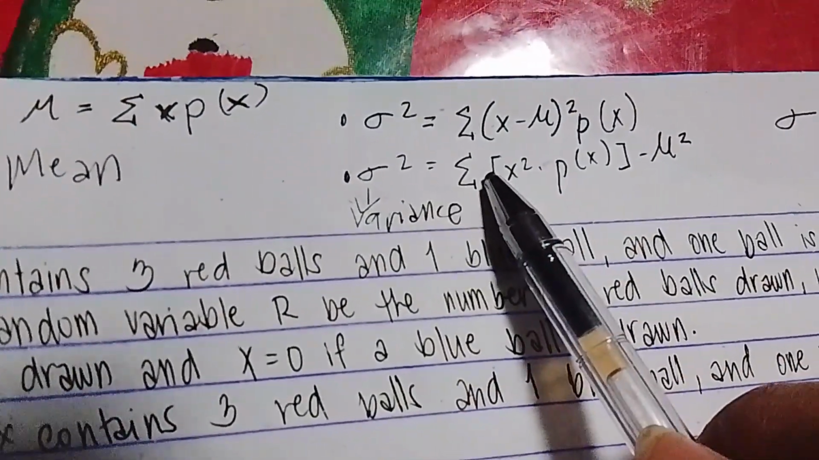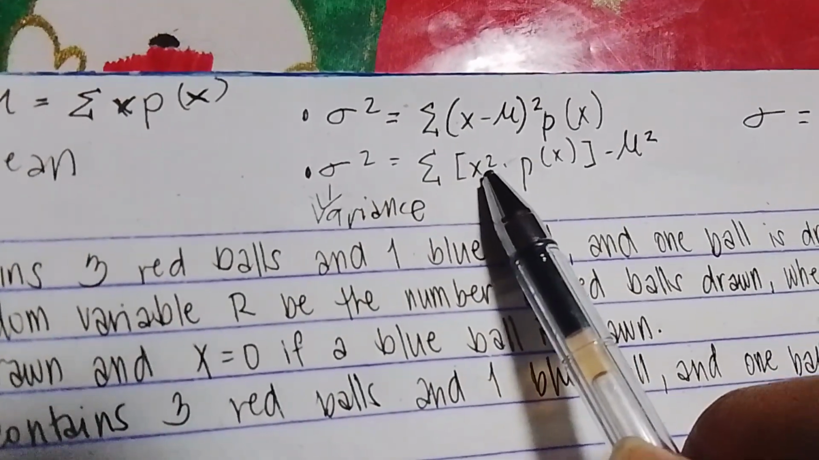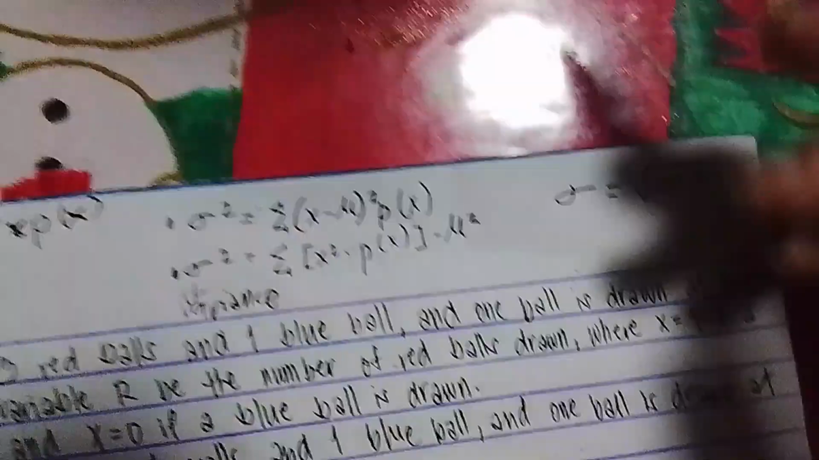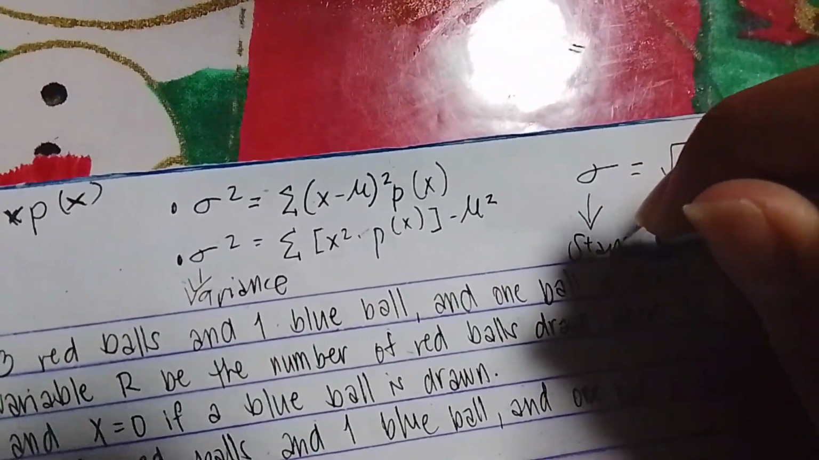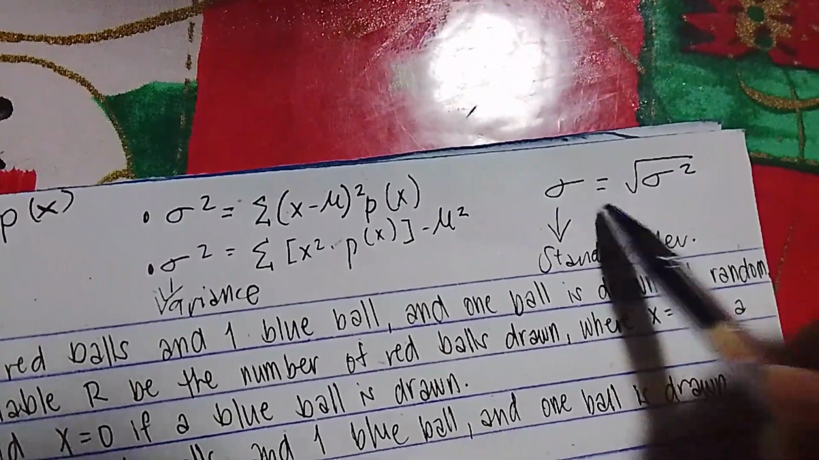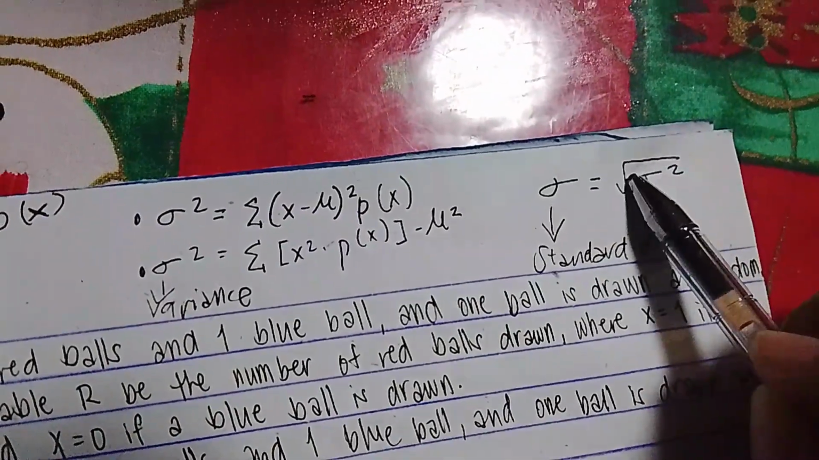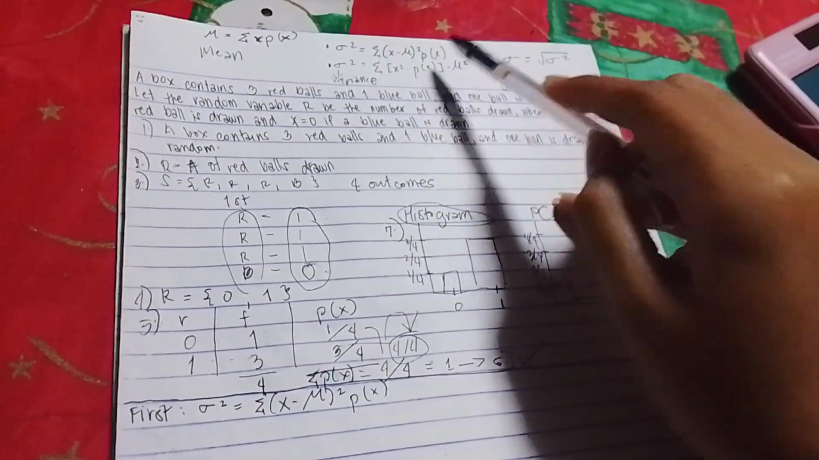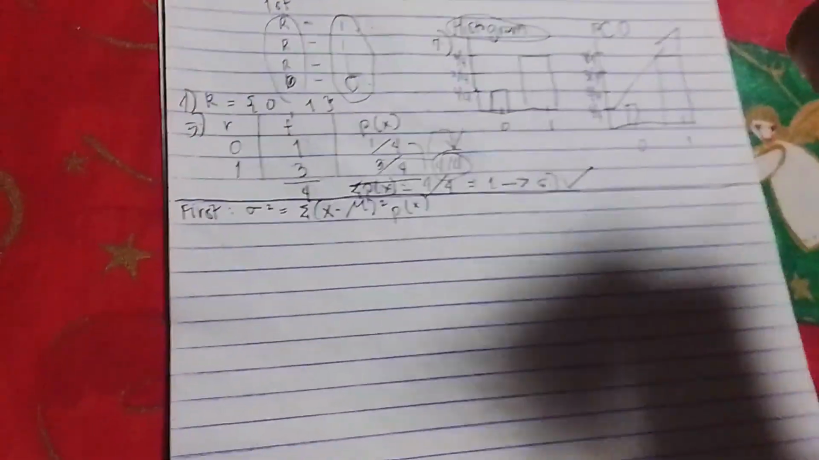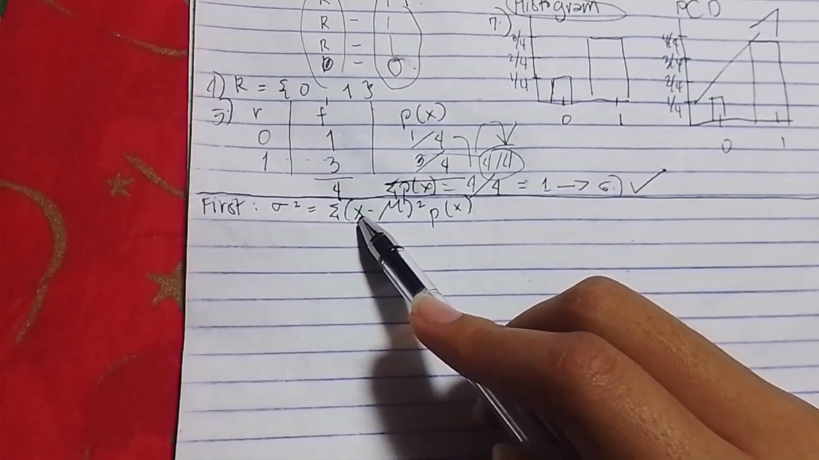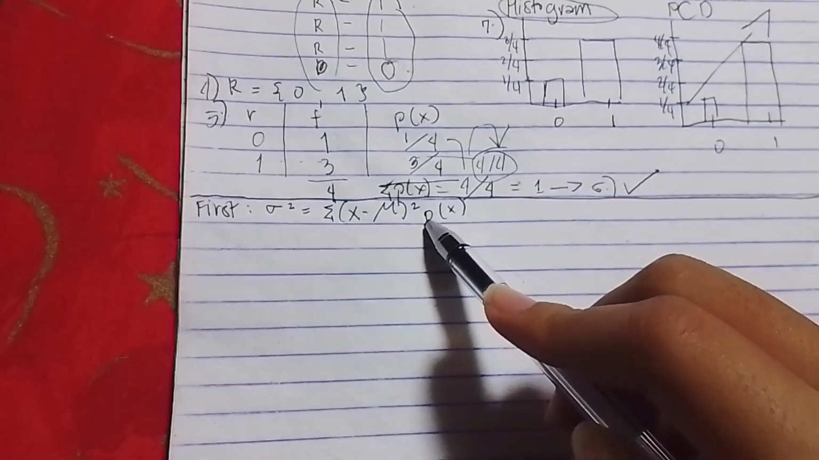The second formula: variance is equal to summation of quantity x squared multiplied by p of x, minus mu squared. And this is what we read as the standard deviation: standard deviation is equal to the square root of the variance. Me personally, I use both formulas to get a more accurate answer. So we will use the first formula, variance is equal to summation of quantity x minus mu squared times p of x.